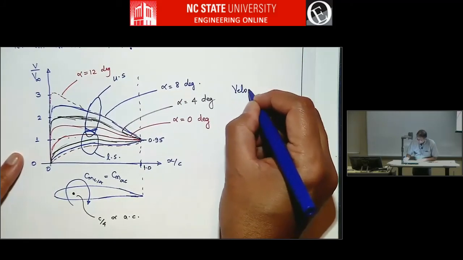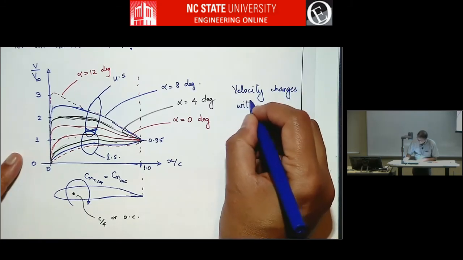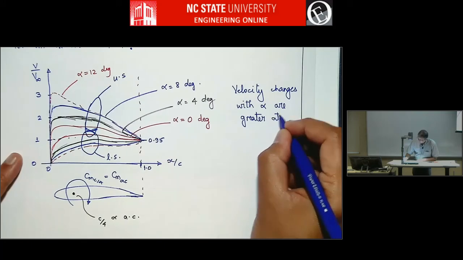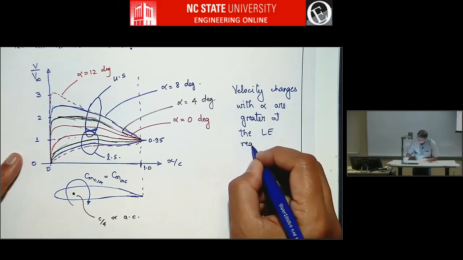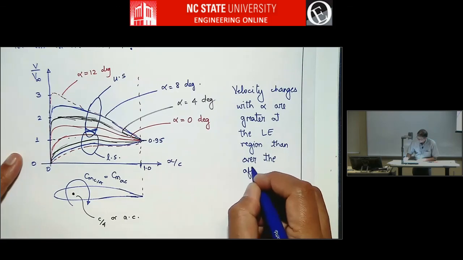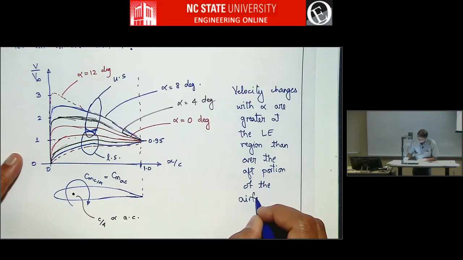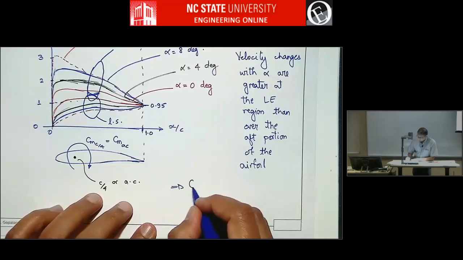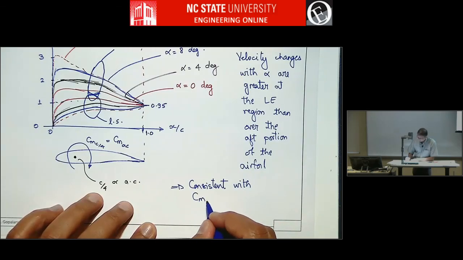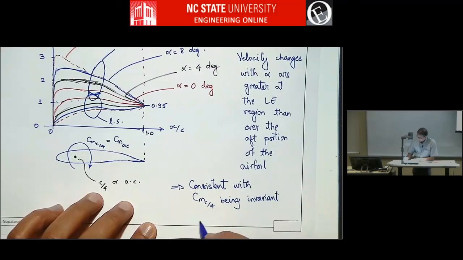So velocity changes with angle of attack are greater at the leading edge region than over the aft portion of the airfoil. So this is consistent with CM about c over 4 being invariant with alpha.